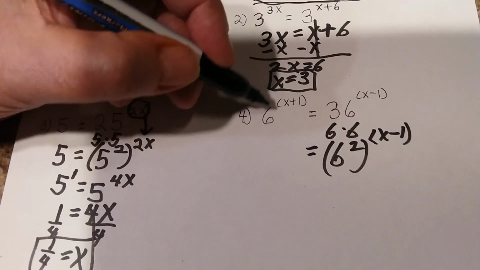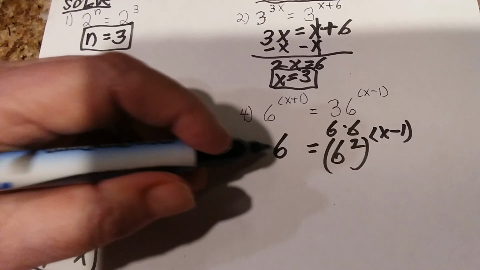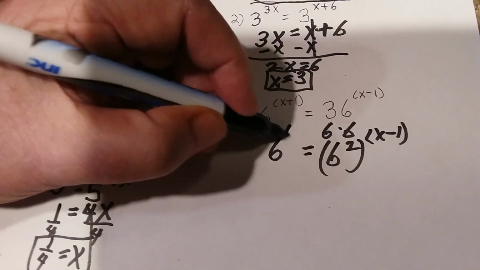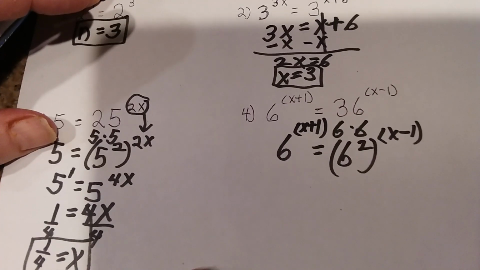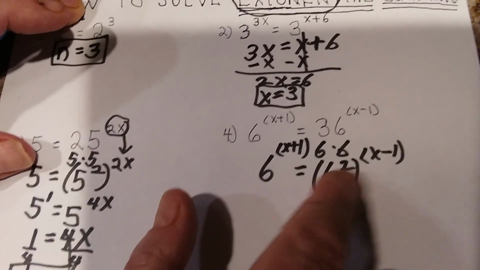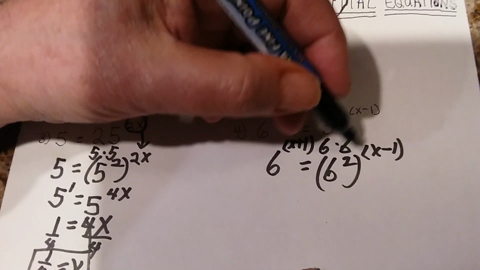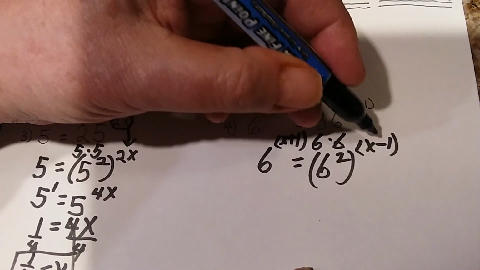Okay, on the other side, we'll leave it the way it is because it already has a 6, just like this. Okay, and now we have to simplify. Now, the only simplifying that needs to be done is right here. You're going to multiply 2 times this, times the binomial.